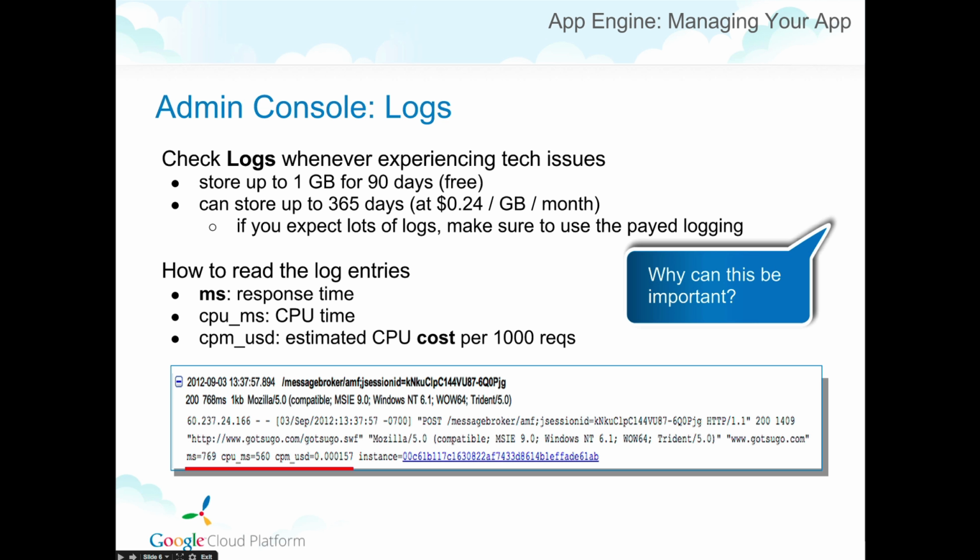So let's discuss the logs. Whenever you experience those tech issues, obviously there's going to be a lot of information in the logs. We store a free 1 gigabyte of data and a timeline of 90 days. If you want to store more or longer, we just charge you at 24 cents per gigabyte per month. And you can use APIs to pull those logs and keep them on a separate system. A lot of companies copy their logs over to Google Cloud Storage for long-term storage, where you can do some transformation, import them into BigQuery, and do some analytics across them.